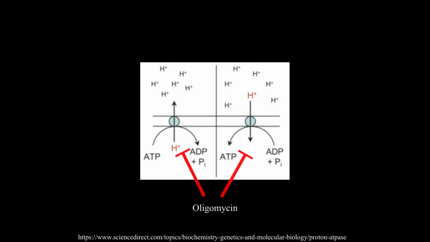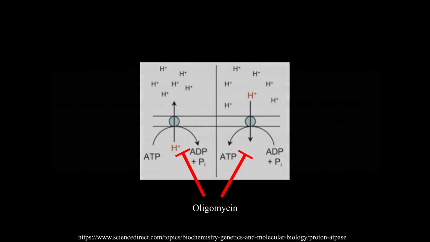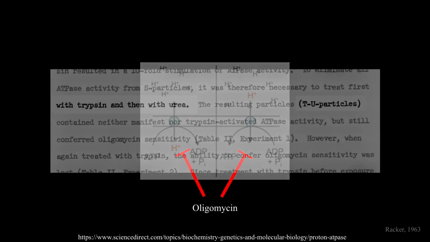However, since they found that the coupling factor was insensitive to oligomycin, an antibiotic known to inhibit oxidative phosphorylation and ATPase activity, they looked for another protein that might mediate this sensitivity. A few years later, in the early 1960s, they found that treating mitochondrial particles with trypsin and urea isolated what they called the TU particle, for trypsin and urea, which they found conferred oligomycin sensitivity to ATPase.